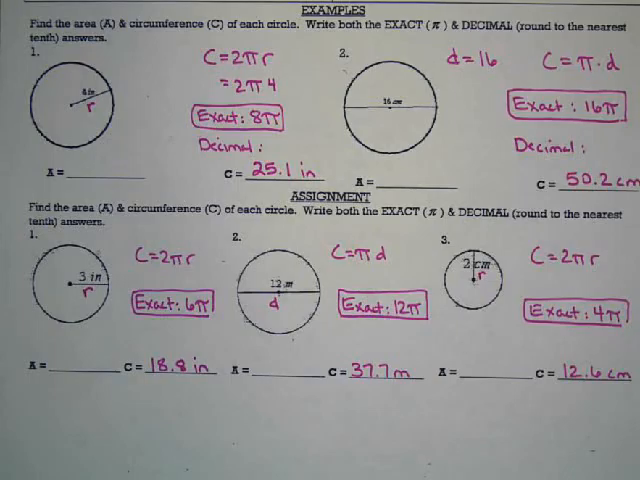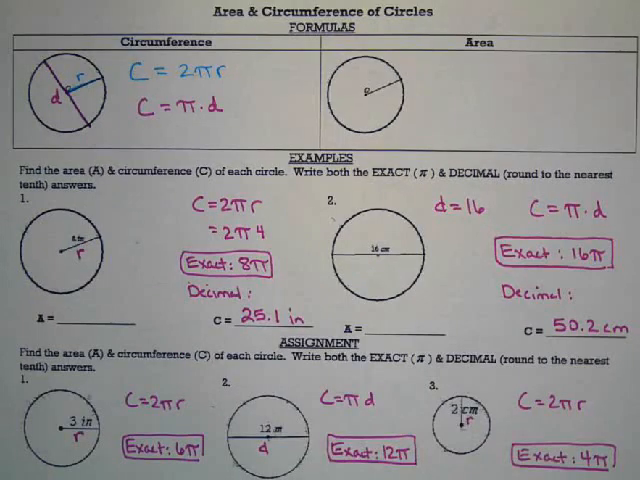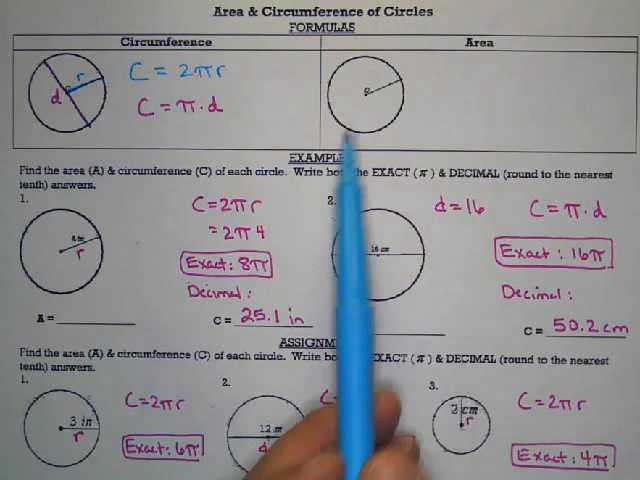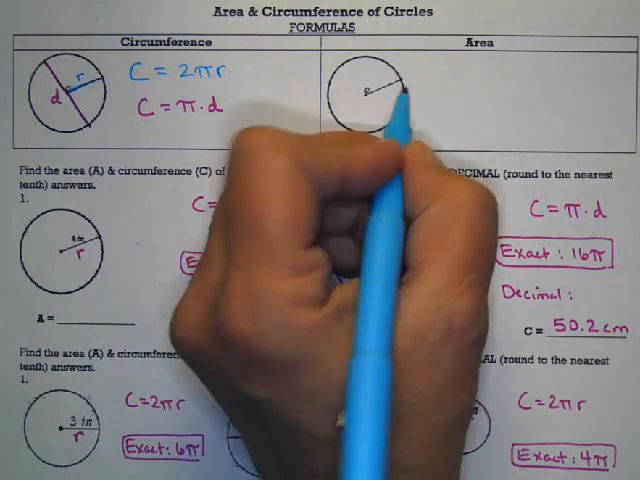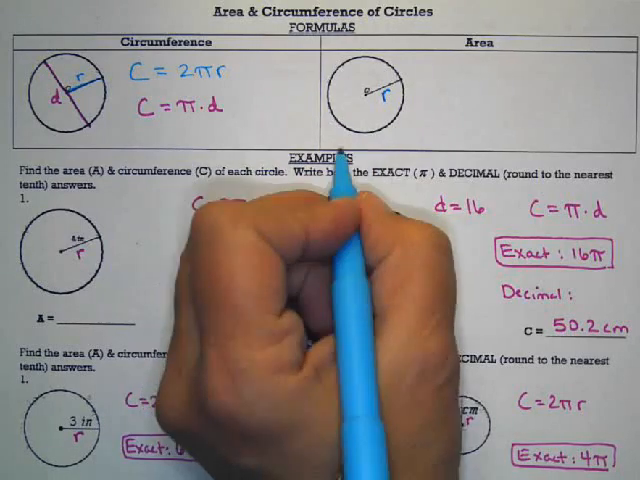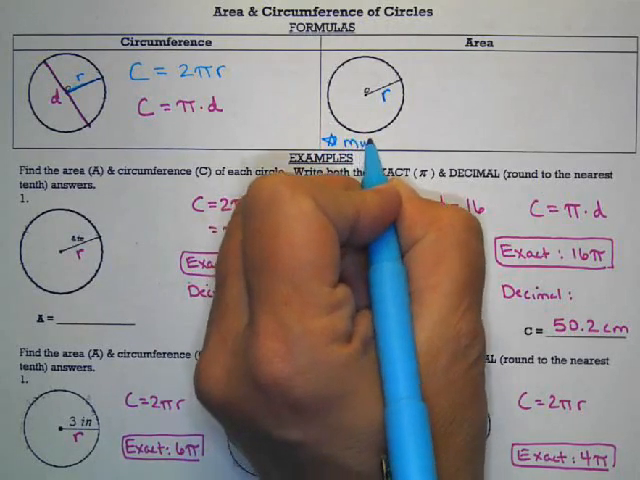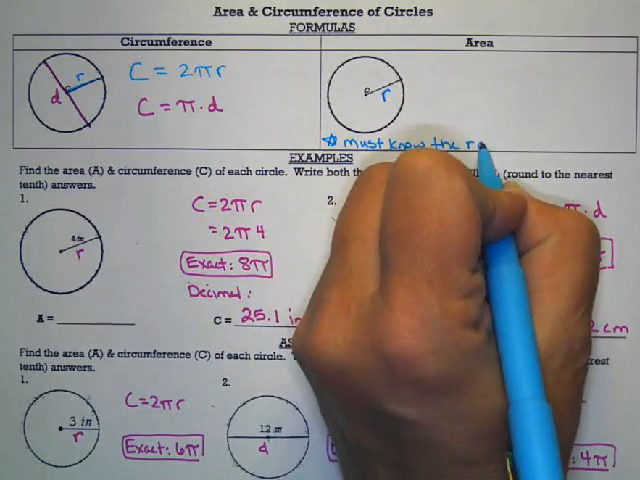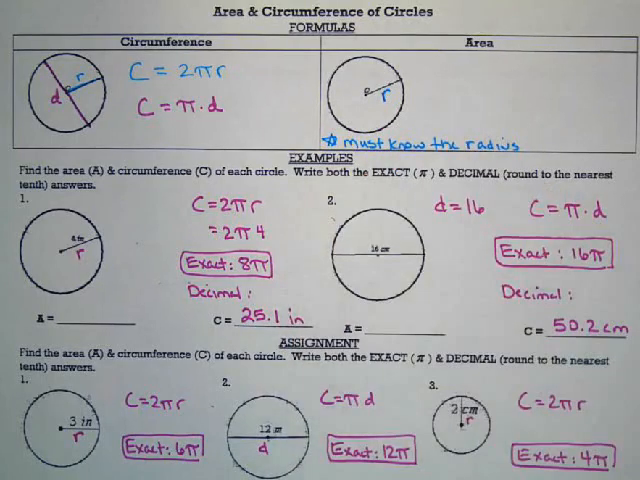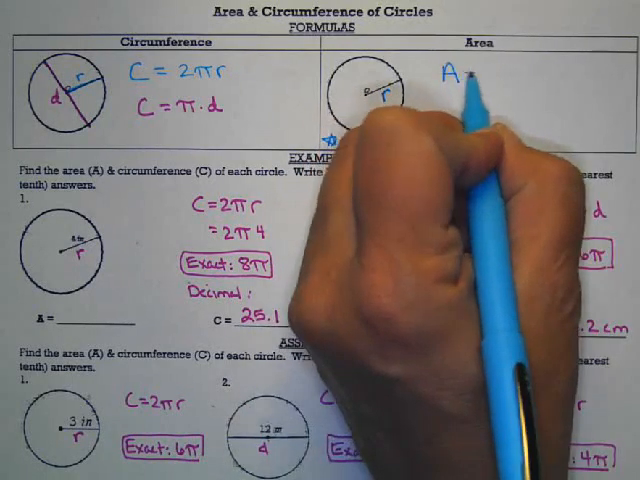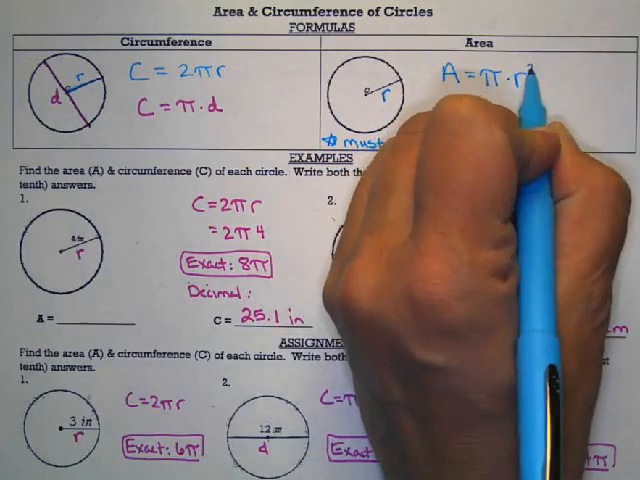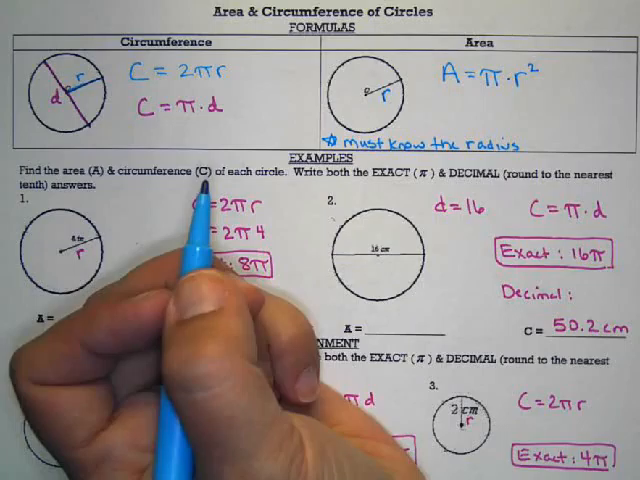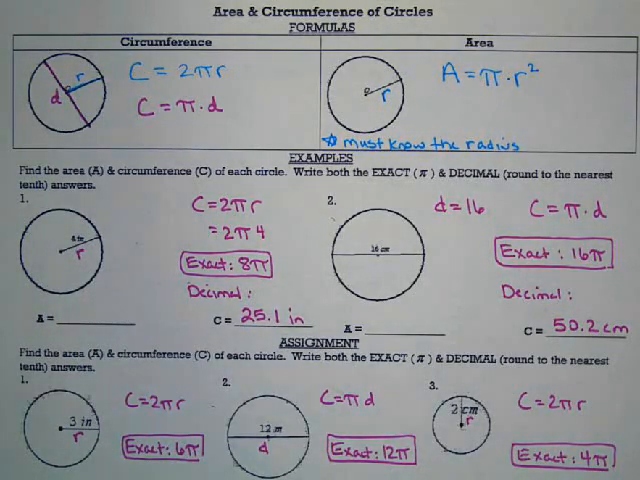Okay, now we're going to look at area. You'll notice on this circle we only gave you one thing. Area requires the radius. So for the area you must know the radius. If you're given the diameter, you need to make sure you divide the diameter by 2 before you do this. So area of a circle is pi times the radius squared. Remember, that's radius times radius, not radius times 2.